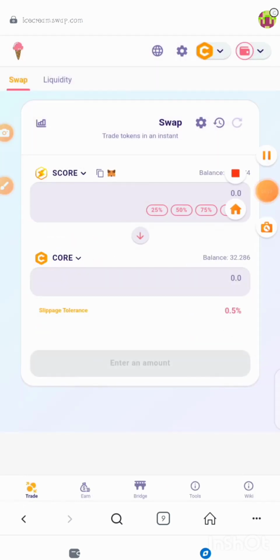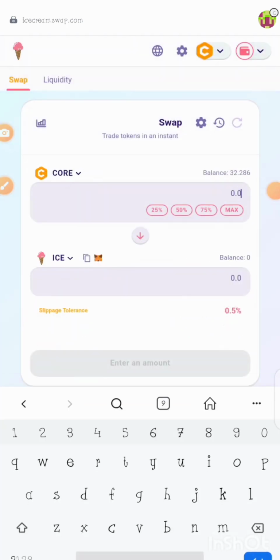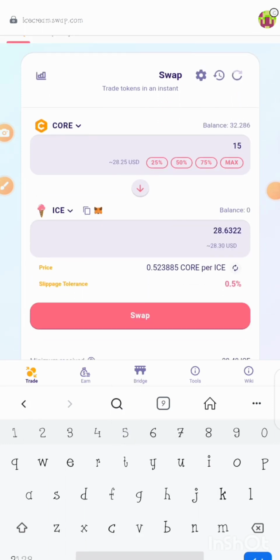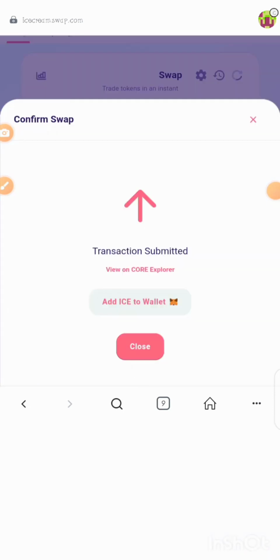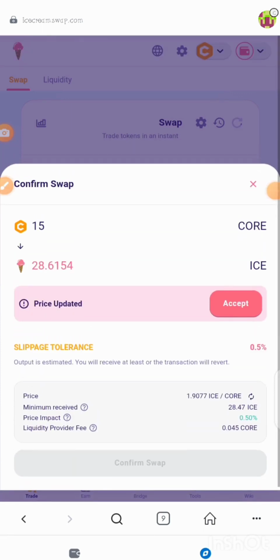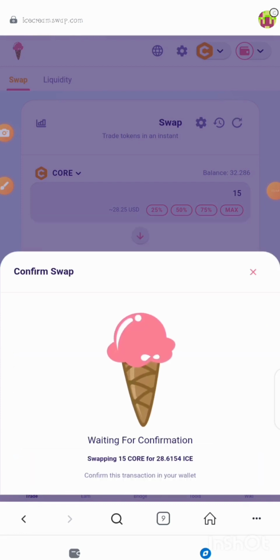Okay, so the whole thing is okay. Let's click on ice. Okay, now we swap 15 core, so we are getting 28 ice, guys. 15 core will give us 28 ice. So you swap. Accept. You say price updates. Accept. Confirm swap.